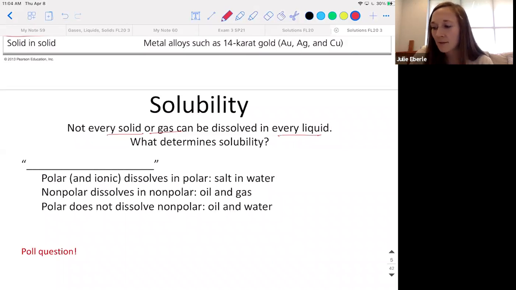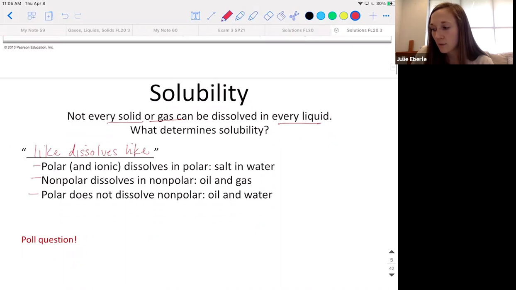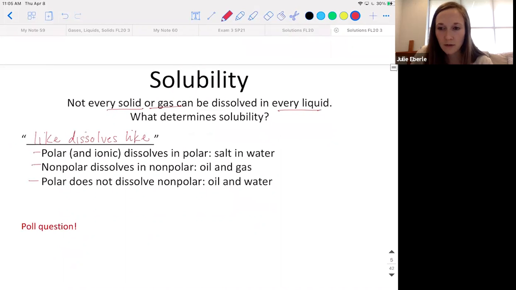Don't forget them though. So there's a kind of a motto or a mantra I want you to memorize as you learn to predict these things, and it's this right here: like dissolves like. Like dissolves like. What does that mean? Well, we can unpack this with these 3 examples below. Like dissolves like. So we're talking about polar things and nonpolar things. Polar solutes, polar solvents, nonpolar and nonpolar.